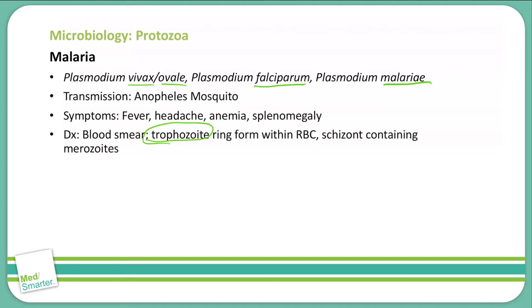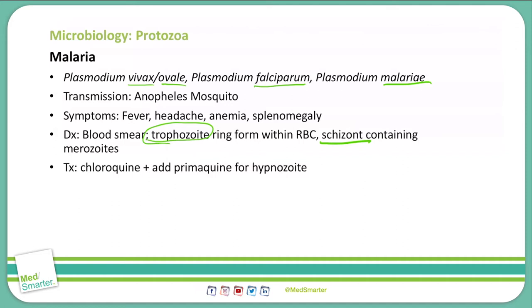You can also see a schizont, which contains merozoites. To treat this, we use chloroquine as well as primaquine if we suspect a hypnozoite state. The hypnozoite state is the dormant form in the liver.